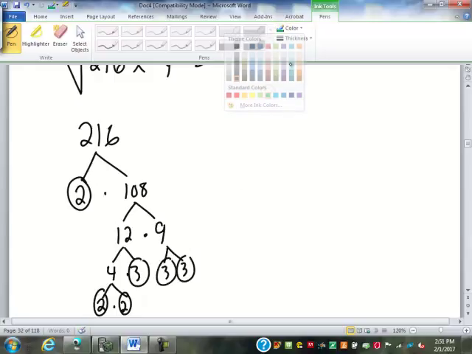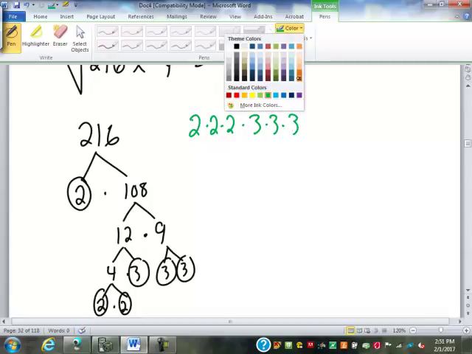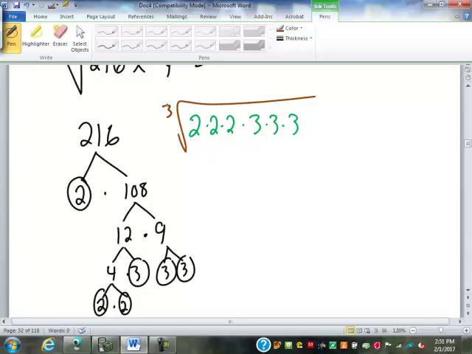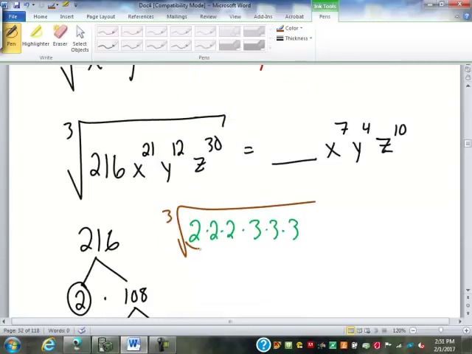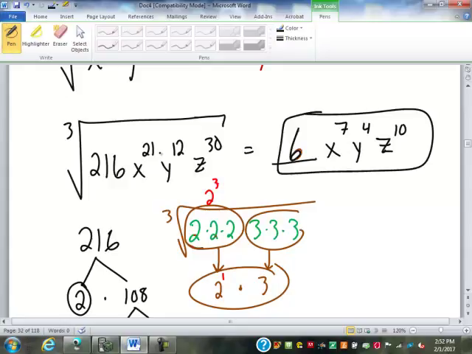Now, if using the powers was a little bit confusing to you, let's just write out the factors like this. I am doing a third root. A third root means it takes 3 factors. So that means in my third root, I have 3 twos here. That gives me a 2. Think of that as 2 to the third. When you divided the 3 by 3, we got 2 to the 1. I got 3 threes here, which will give me a 3. Again, 3 to the 3rd, divide the power by 3, gives me 3 to the 1. 2 times 3 is? 6. Perfect. So the cube root of 216, x to the 21st, y to the 12th, z to the 30th, is 6 x to the 7th, y to the 4th, z to the 10th.